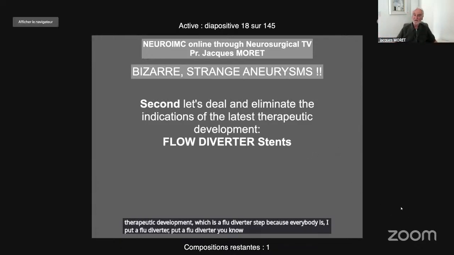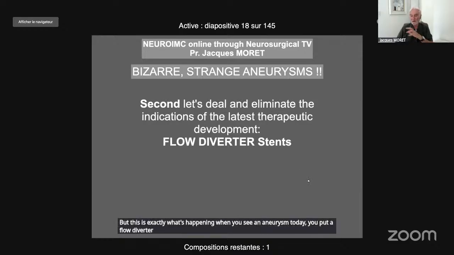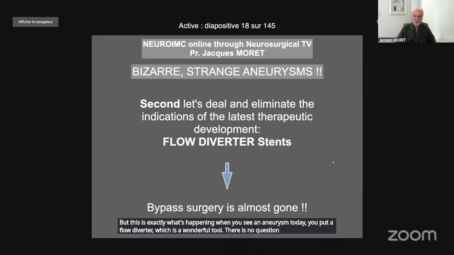It's not because you have a paint, you have a brush, that you have to paint all the walls you face, but this is exactly what's happening when you see an aneurysm today. You put a flow diverter, which is a wonderful tool. There is no question about that, no question.